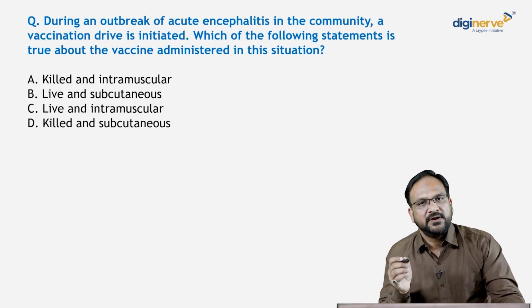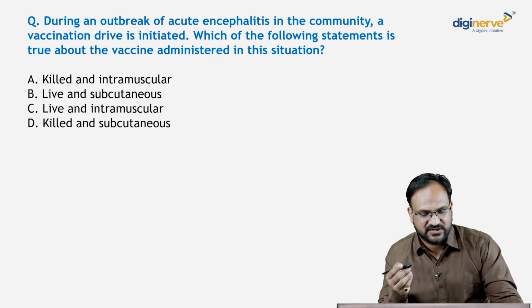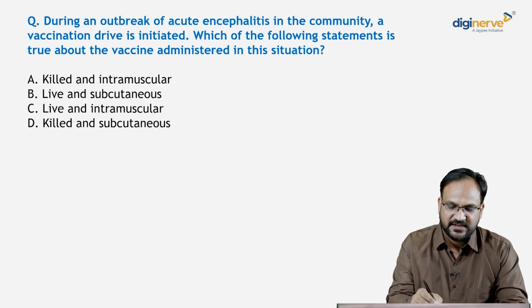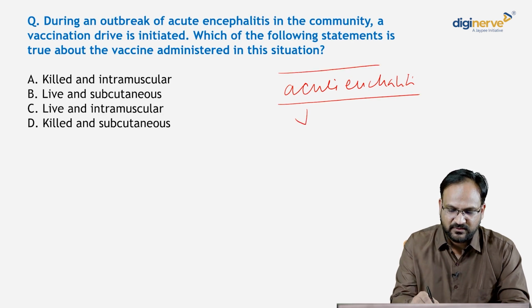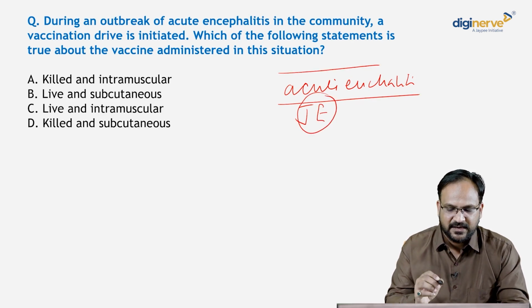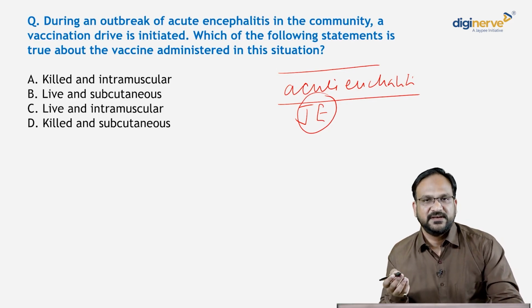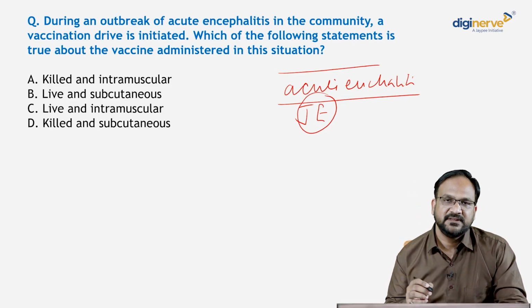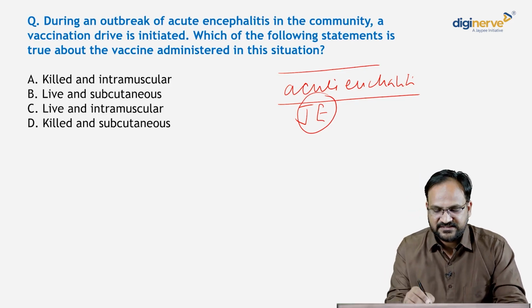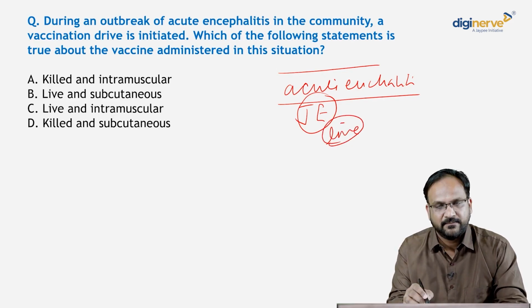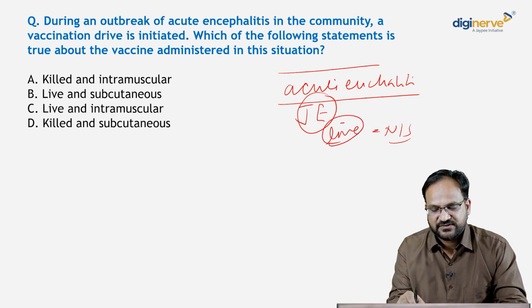The next one is, during an outbreak of acute encephalitis in the community, a vaccination drive is initiated. Which of the following statements is true about the vaccine administered in this situation? They are talking about acute encephalitis, and an outbreak usually refers to Japanese encephalitis, so they are talking about the Japanese encephalitis vaccine. Initially we thought that Japanese encephalitis was a killed vaccine only, but nowadays a live vaccine of Japanese encephalitis is available in the national immunization schedule.